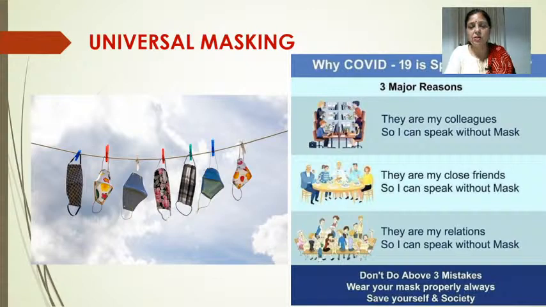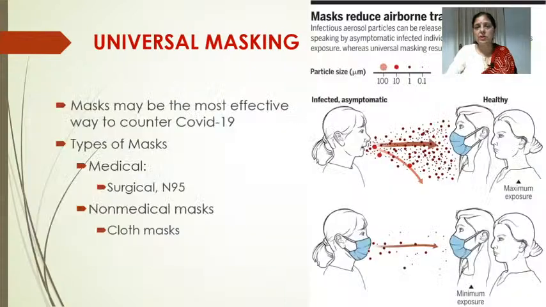And if we try to use the mask everywhere, every time we are seeing anybody, then we can save ourselves as well as the society. Now, what does the use of universal masking do? Masks reduce airborne transmission of the infectious aerosol particles released during breathing and speaking by an asymptomatic infected individual. We can see how many infected aerosol particles are released. The droplet size is variable, from 0.1 to 100 microns, and it is transmitted to the healthy persons also.